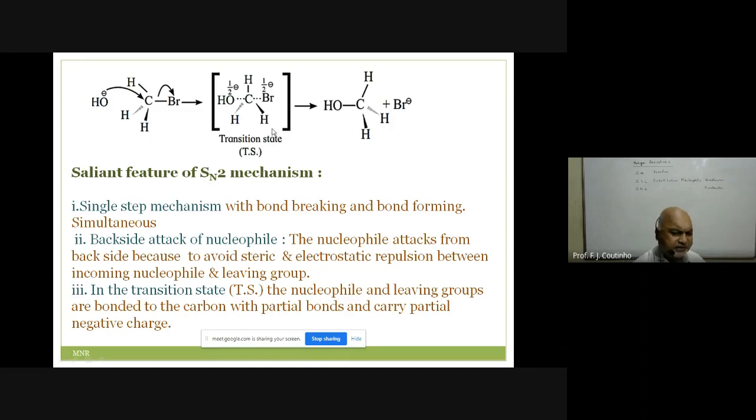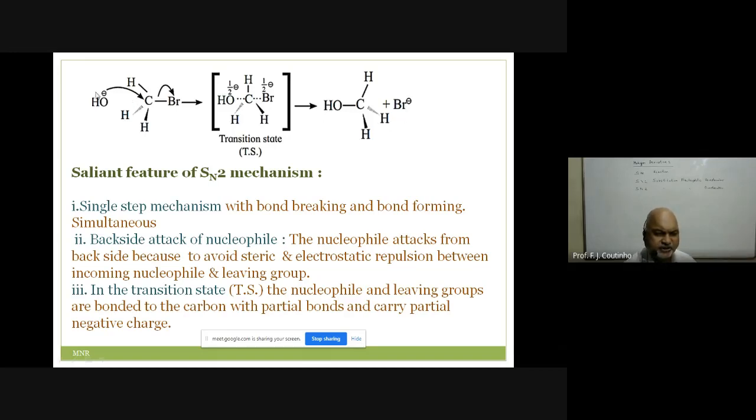How can you define a transition state? A transition state can be defined as the highest energy level between the reactant and the product, which cannot be isolated. You cannot remove this, you cannot isolate this. And without a transition state, none of the reaction takes place. After the backside attack on this carbon, there is partial forming of a new bond and a partial breaking of an old bond.